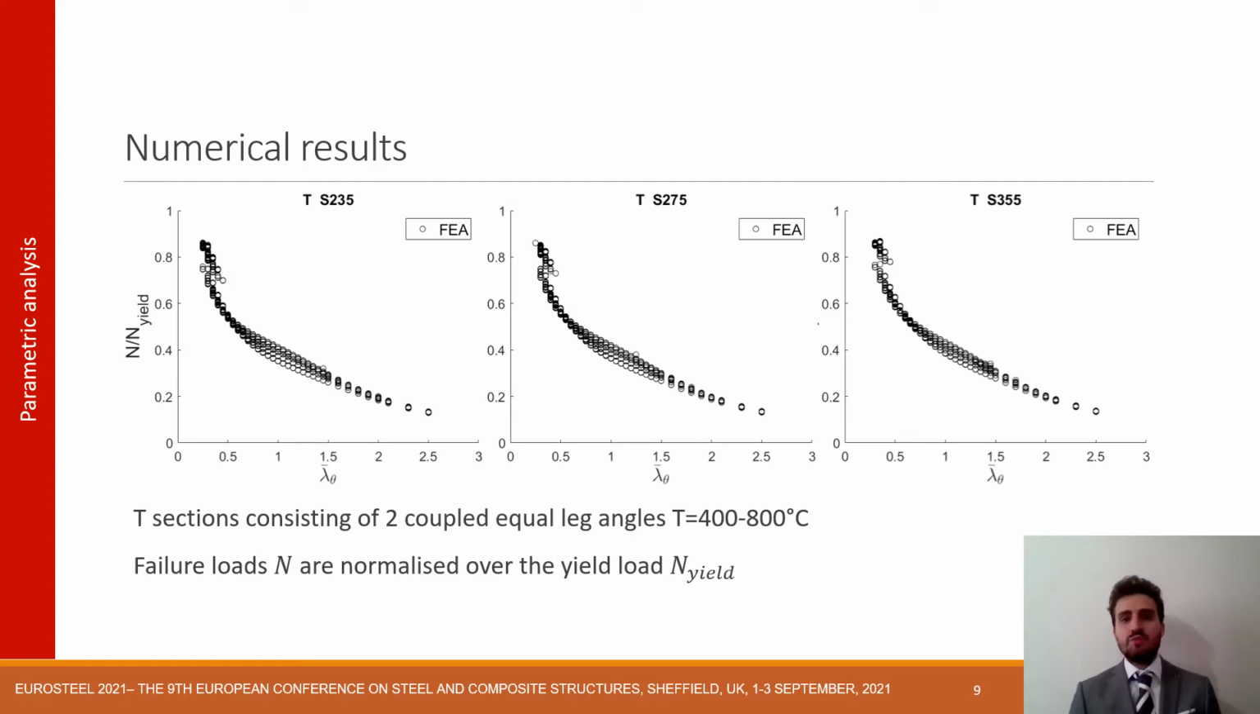So in this slide you may see the numerical results only for T sections consisting of 2 coupled equal leg angles. We have the results for all the temperatures and for the 3 different steel grades. So here and in the following slides, the failure loads divided by the yielding load are plotted in order to obtain normalized values.